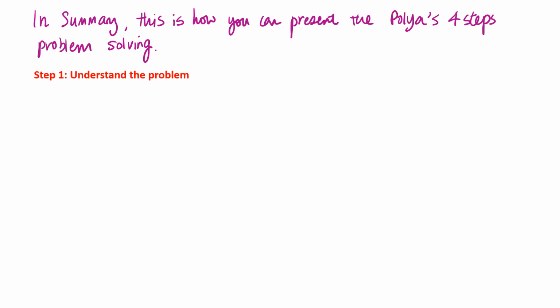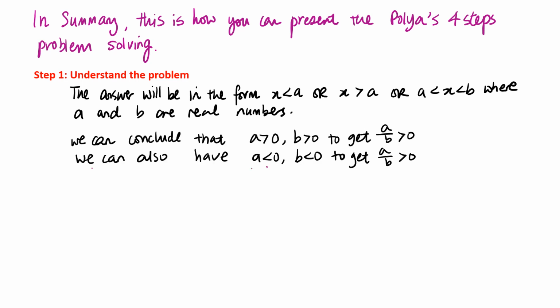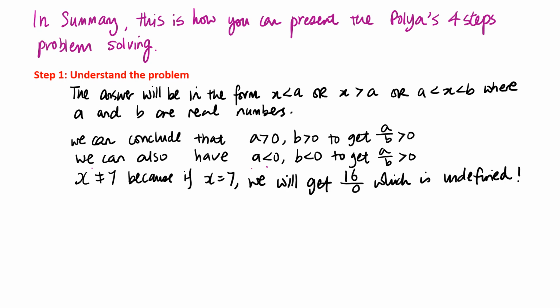Step number 1, understand the problem. So what are the key things that we can write down? The answer will be in the form x less than a or x more than a, or it can be greater than a or less than b, where both a and b are real numbers, meaning your answer will be in the form of inequalities. We can conclude that values for a and b can be positive or can be both negative. And x cannot take the value of 7 because if we substitute x equals 7, we'll get 16/0, which is undefined. So this is step number 1, understanding the problem.